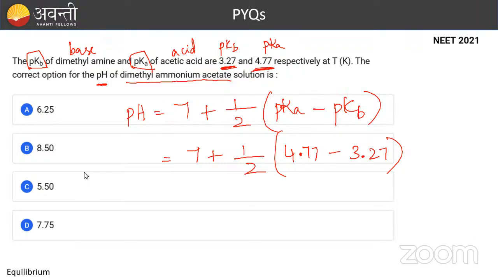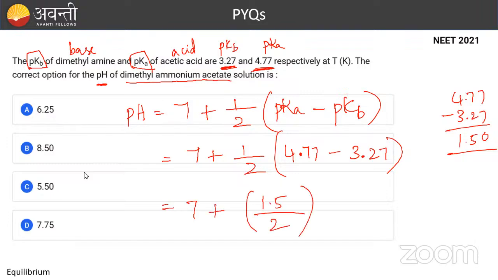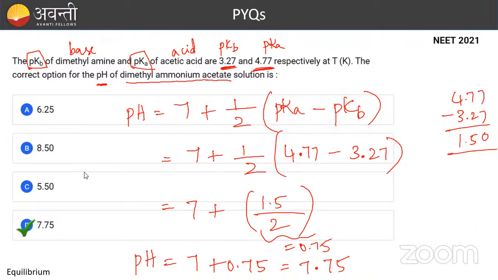So what is 4.77 minus 3.27? It is 1.5, right? 7 plus 1.5 divided by 2. So 1.5 divided by 2 is 0.75, and 7 plus 0.75 is equal to 7.75. So the pH of this salt is 7.75. Option D is the correct answer.